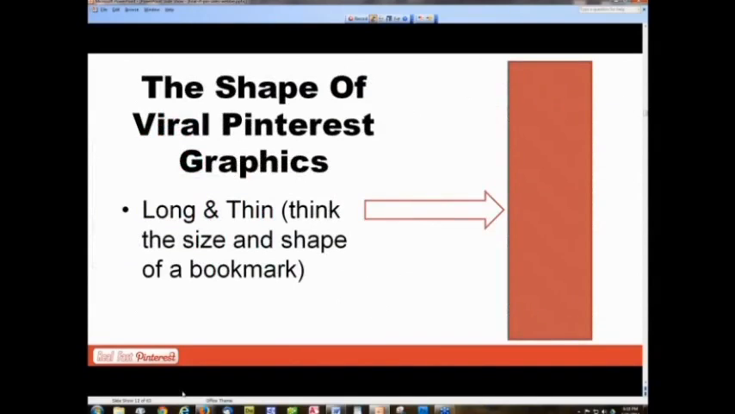The shape of a viral Pinterest graphic tends to be long and thin, and this is a real key part of what we call the hack of Pinterest. Long and thin gets more visibility on Pinterest, and I think it also gets more shares. The longer and thinner it is, the more likely that people are going to see it and share it. So that's one of the key takeaways from tonight: long and thin gets shared a lot more.